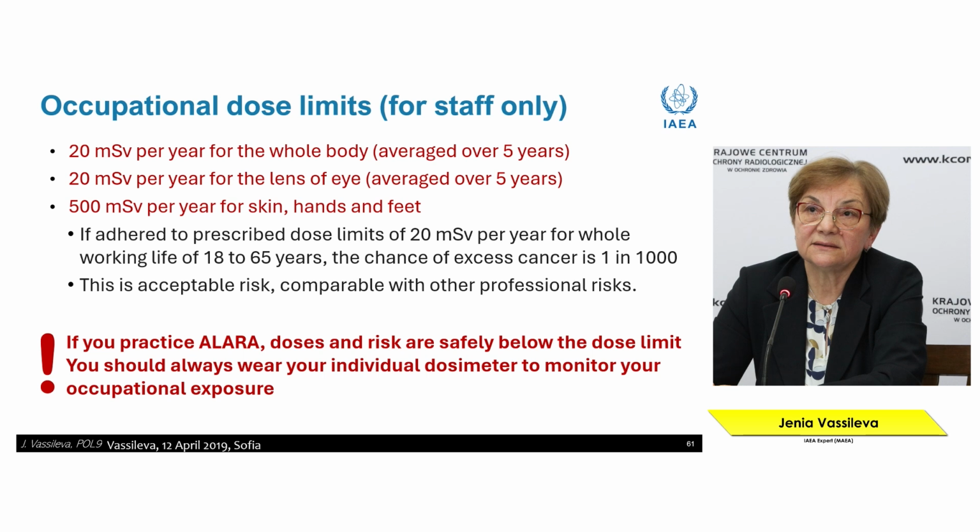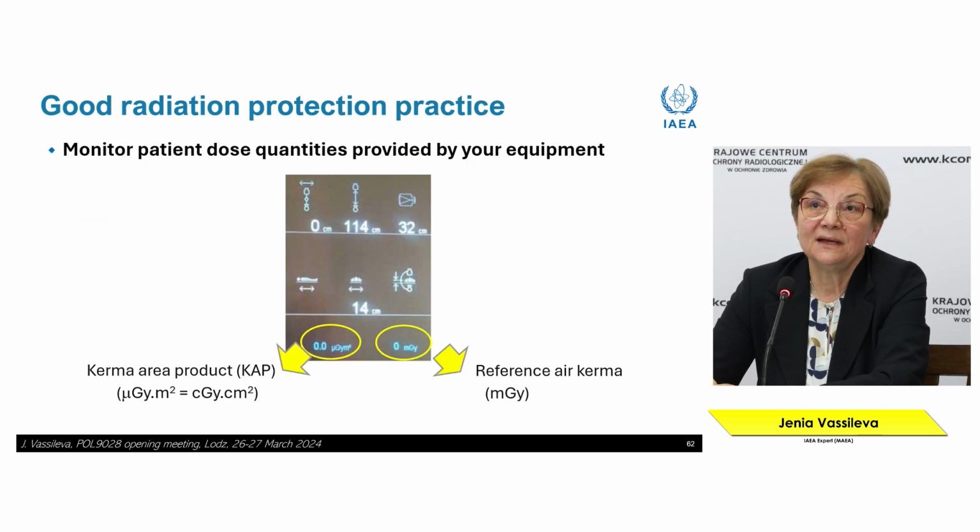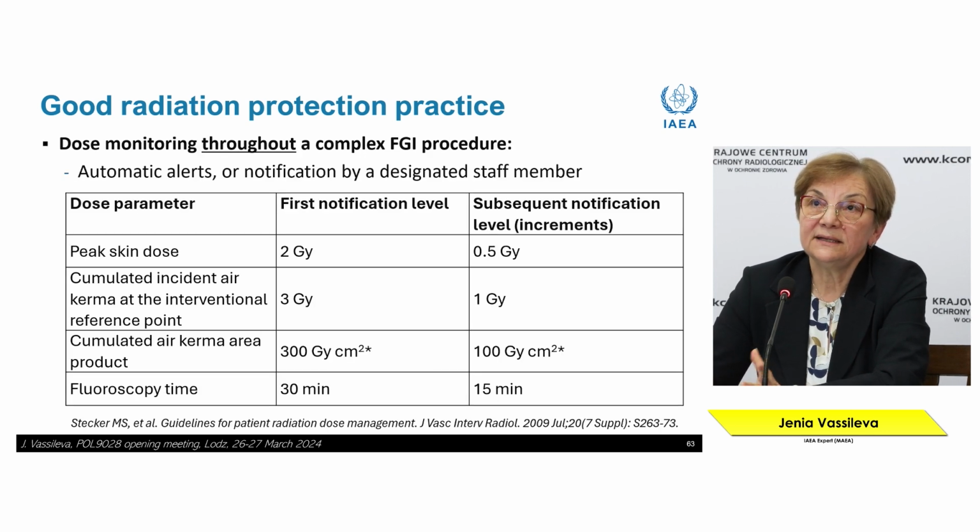So if you practice as low as reasonably achievable, doses and risk are safely below the dose limit, and you should always wear your individual dosimeters to monitor occupational exposure. Dosimeters do not protect staff, but they are the only way to monitor and ensure that everything is under control. Monitoring patient dose is also very important. This was discussed yesterday. These are proposed alert levels.